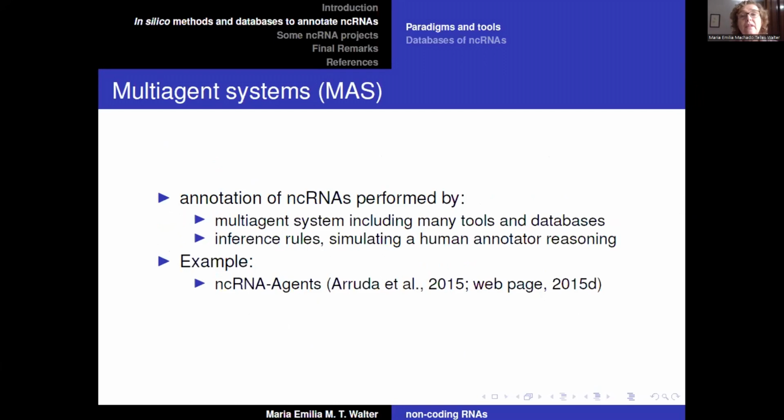We proposed a different paradigm based on multi-agent systems, where we annotate non-coding RNAs as if the system were a human annotator. We included many tools and databases and some inference rules that simulate human reasoning. This is the method we developed here in collaboration with the University of Leipzig, called ncRNA agents. Next, please.